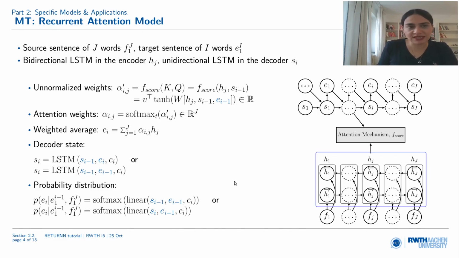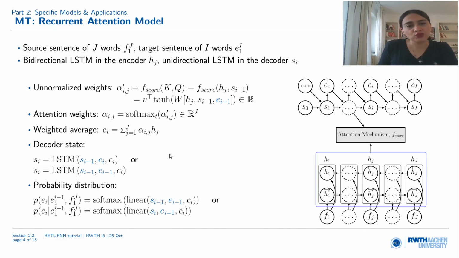As the name suggests, the recurrent units are the main component of this architecture. In the encoder, we have a bidirectional LSTM, h_j, and in the decoder, we have a unidirectional LSTM, s_i. Then an attention function measures the similarity between h_j and s_i to get some scores. We normalize these scores to obtain attention weights, and given these attention weights, we compute a weighted sum of the encoder representation, also known as the context vector.